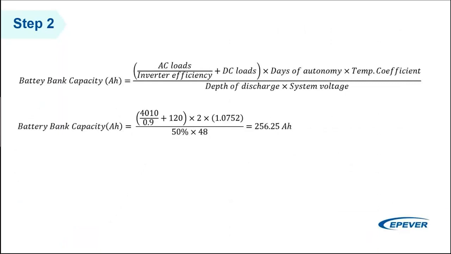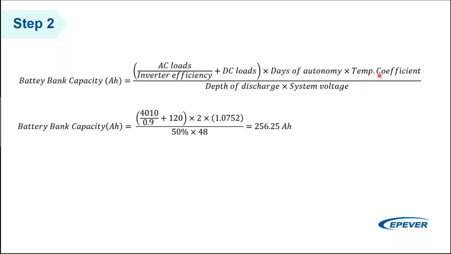So finally, let's start with a formula. Here is a simple example of battery bank calculation. We have a daily consumption of 4,010 watts, if you remember from the table. And we have the inverter efficiency of 90%. And then we had 120 watts of DC loads. I assume that the days of autonomy in my system is 2, so I can run my loads fully for 2 days if I have my battery bank charged.